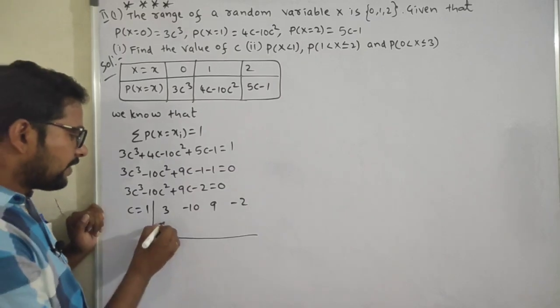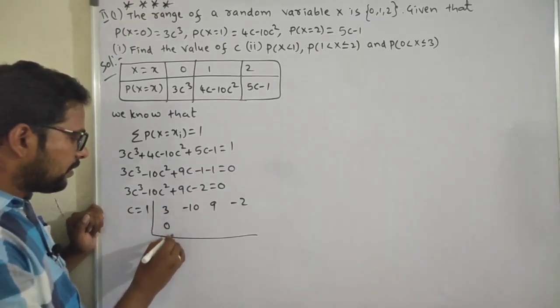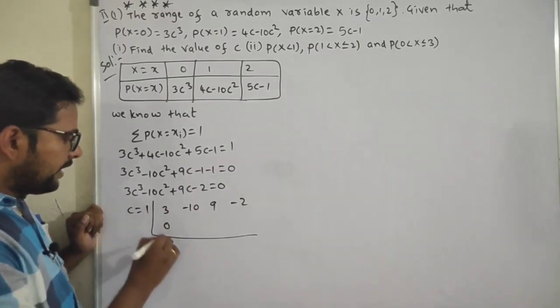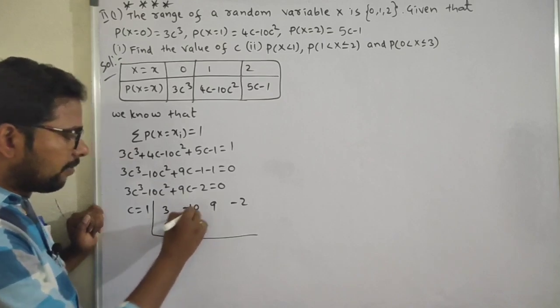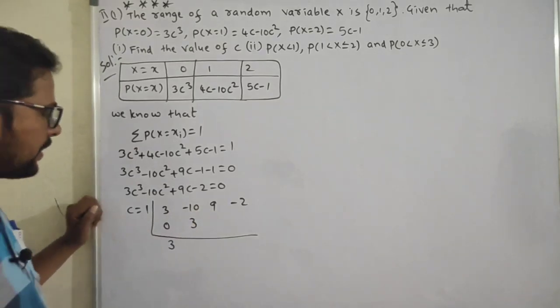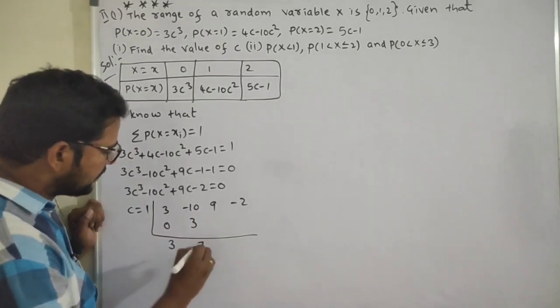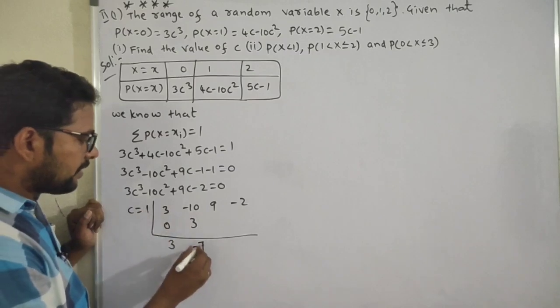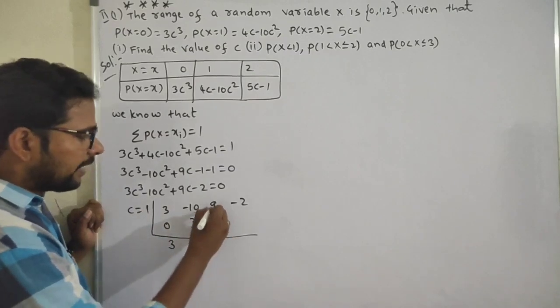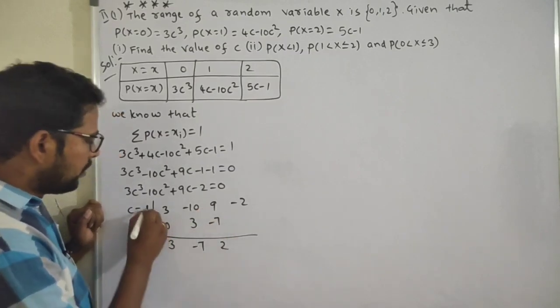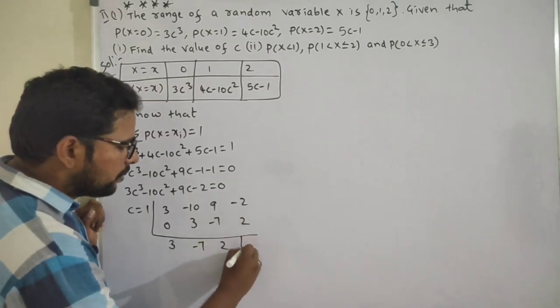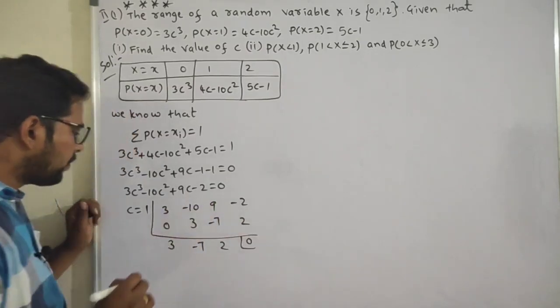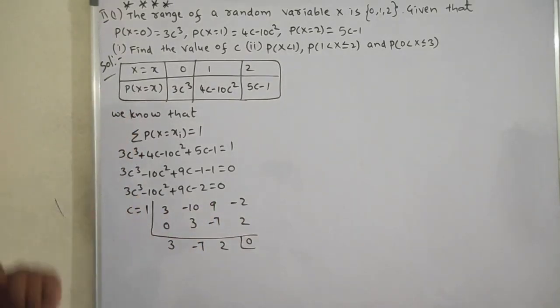So what is the method? First we take 0 here. 3 plus 0 is 3. 1 into 3 is 3. Minus 10 plus 3 is minus 7. 1 into minus 7 is minus 7. 9 minus 7 is 2. 1 into 2 is 2. Minus 2 plus 2 is 0. Therefore c is equal to 1 is one value.